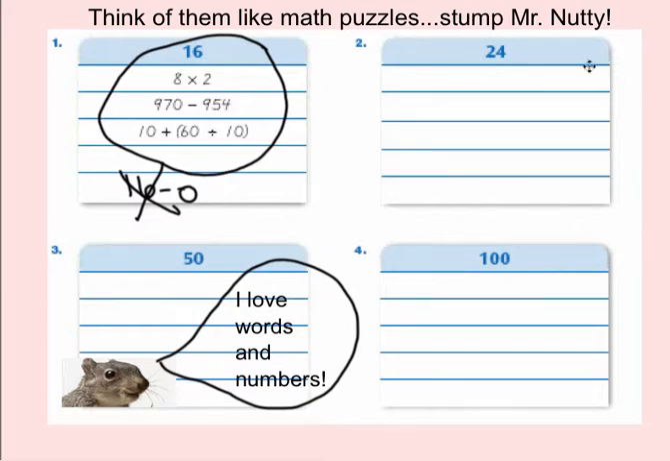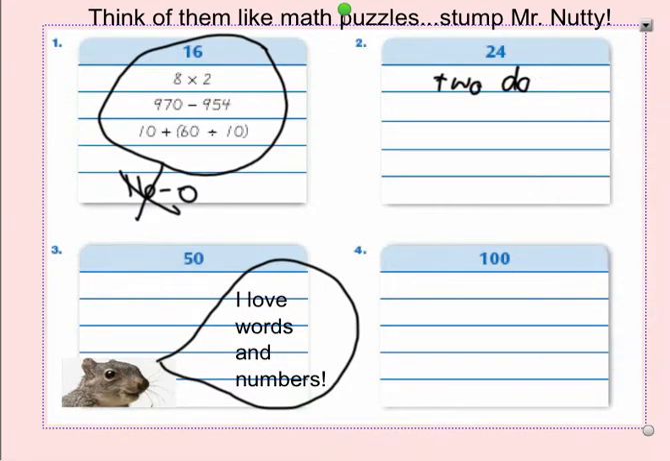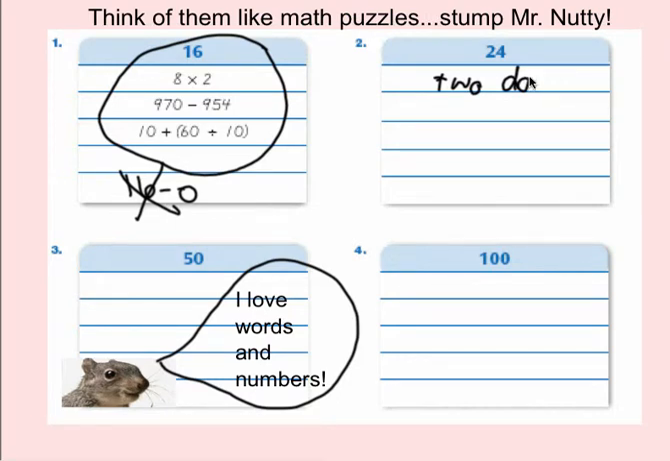If we were to try one for number 24, let's see. We could say 2 dozen. A dozen is 12. So 12 plus 12, or 12 times 2 is 24. We could say 100 minus 76. That would get us 24.